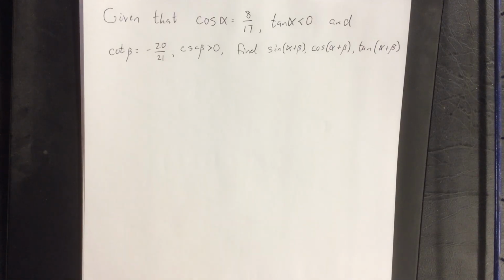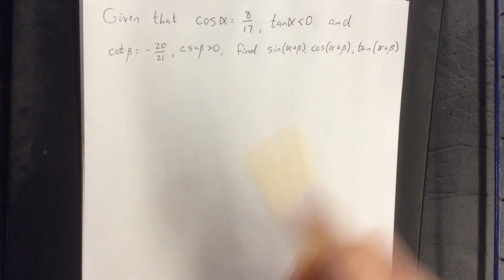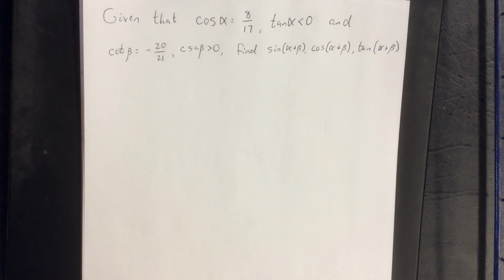Here's an example involving some sum identities. Given that the cosine of alpha is equal to 8 over 17, and that the tangent of alpha is less than 0, and given that the cotangent of beta is negative 20 over 21, and the cosecant of beta is greater than 0, we're going to find the sine of the sum, cosine of the sum, and tangent of the sum of alpha and beta.